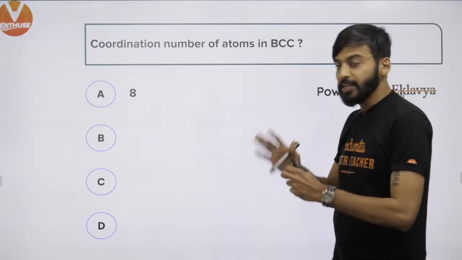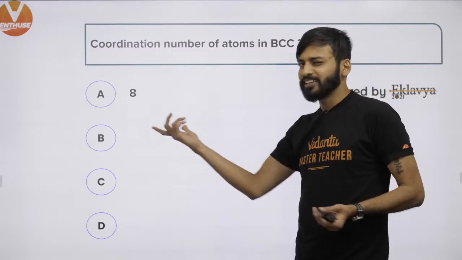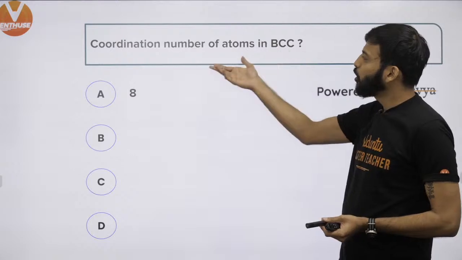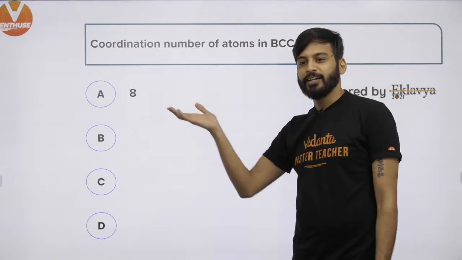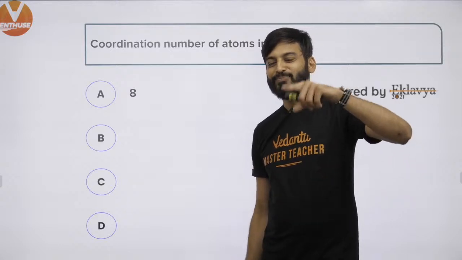This one was basic, very straightforward. We did not find the remaining options, but yes, I think it's quite clear. The coordination number of BCC is 8, right? How many of you got this? Say +4 in the chat box.